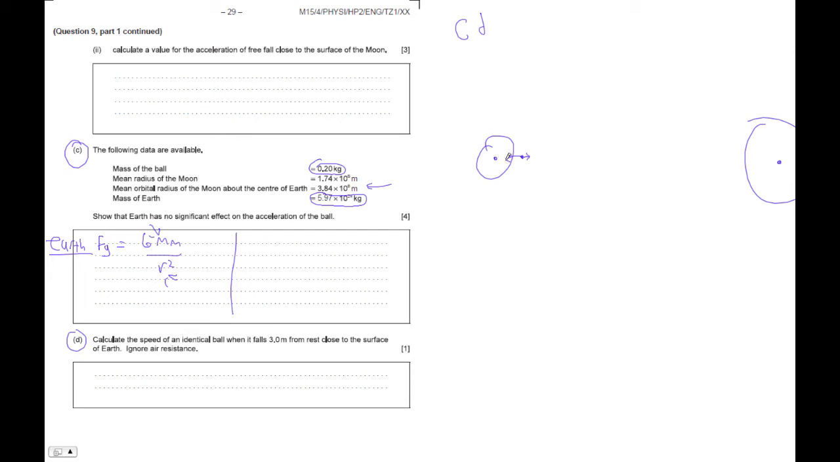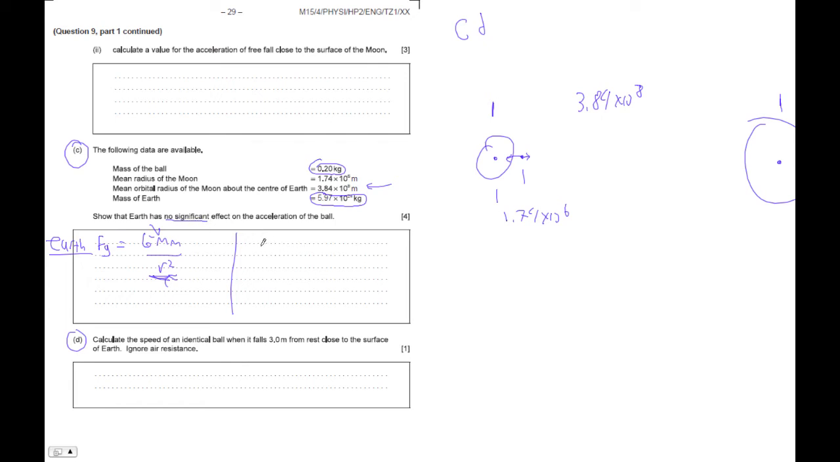When we're on the surface of the moon, we're not as far from the center of the Earth as we are when we're at the center of the moon. Did I say that right? Anyway, this distance here is 3.84 times 10 to the 8th, and this distance here is 1.74 times 10 to the 6th. So you're going to go this distance minus this. That'll be your radius. So do that. This is going to be a very small number, not significant.